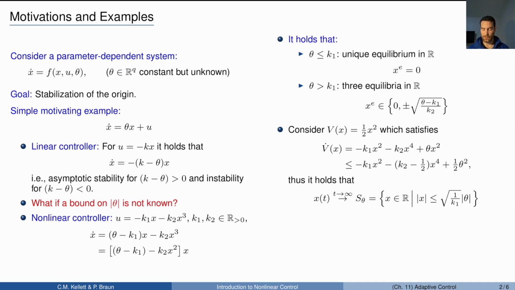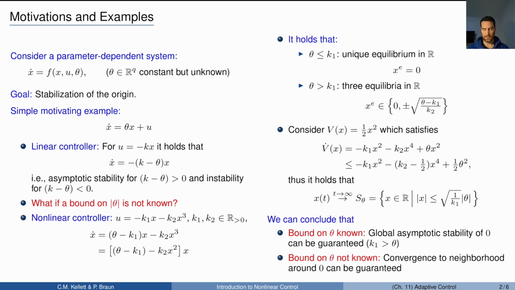depending now on the unknown parameter theta and the constant k1. In particular, if we choose k1 larger and larger, then this neighborhood around the origin is going to get smaller and smaller. So with these two controller designs, what we can conclude is that a simple linear controller is sufficient if we know a bound on theta. If we don't know a bound on theta, a nonlinear controller would guarantee us convergence to a neighborhood around 0.